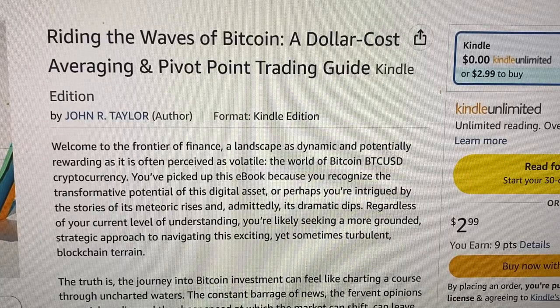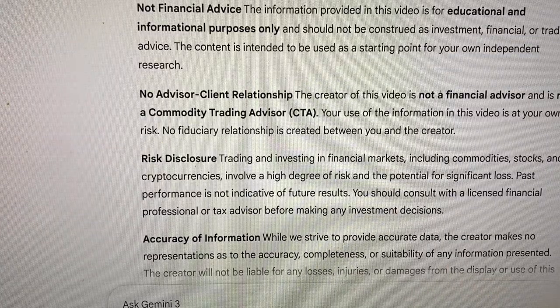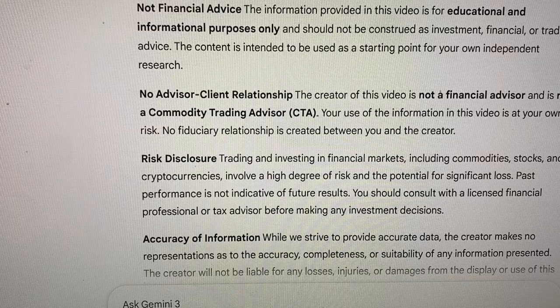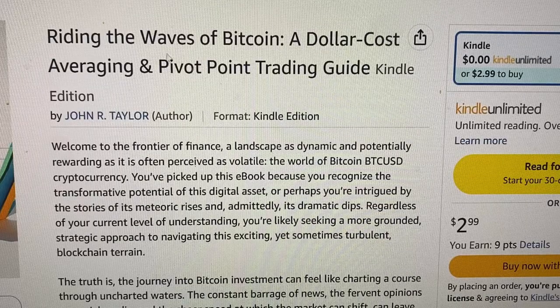And of course, we do a legal disclaimer, not financial advice. Read this real quick. Educational purposes only, etc. So check this out. Look, Riding the Waves of Bitcoin. Now look at a chart here. I don't use charts.